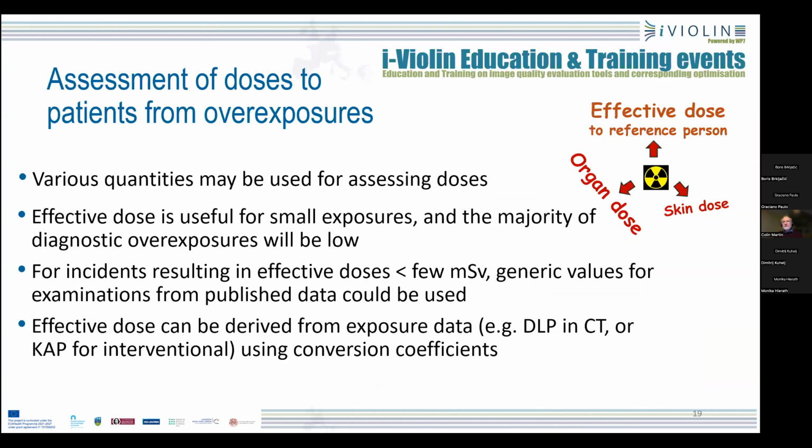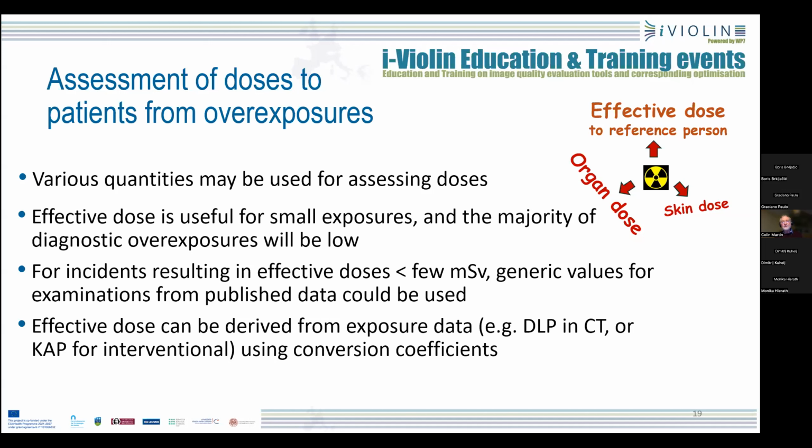So the incidents occurred, and there's various quantities that we can use for assessing dose: effective dose, organ dose, skin dose. So we need to choose the appropriate one. Effective dose is quite useful for small exposures, and the majority of diagnostic overexposures will be low. So for incidents resulting in effective doses less than a few millisieverts, generic values for the examinations from published data could be used if the dose is known to be similar to that from the examination.